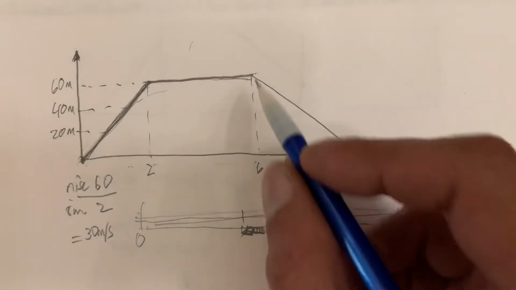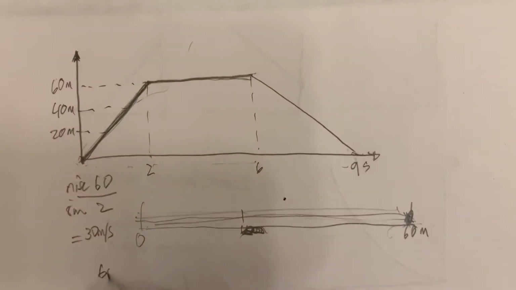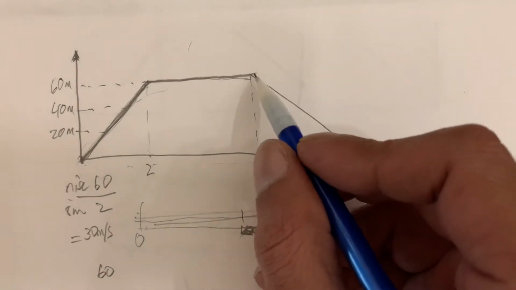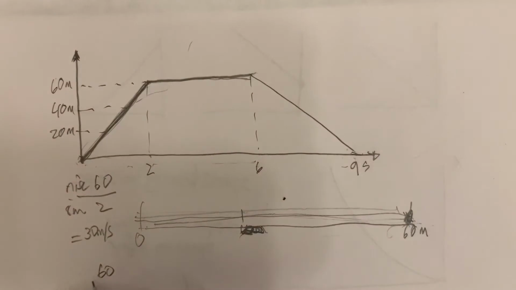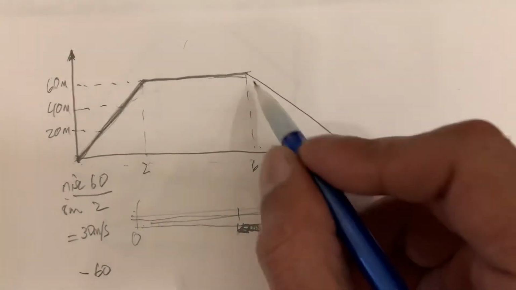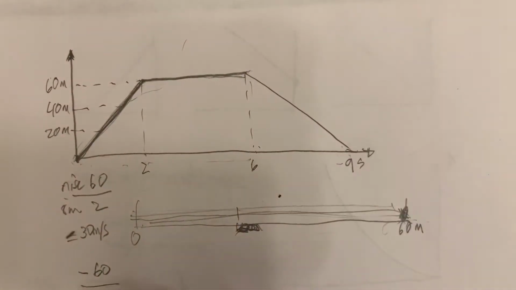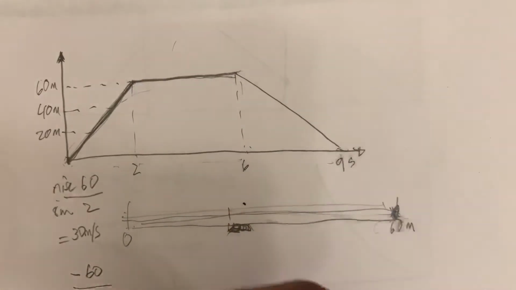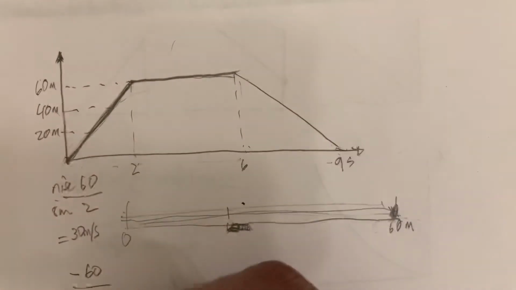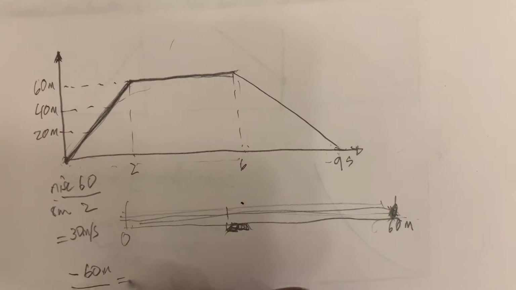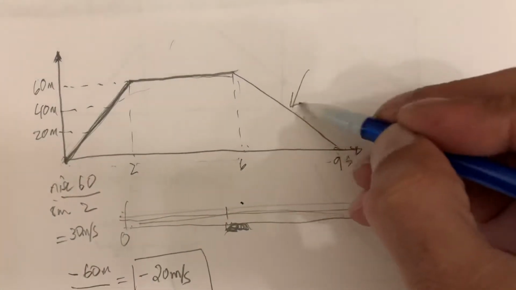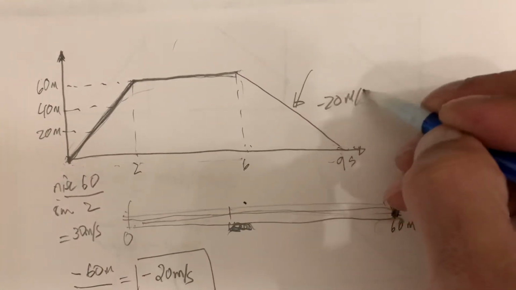So on the way back, he goes a distance of 60. Well, you might say the rise is negative 60 because it's 0 minus 60, so negative 60 because it's a drop, not a rise, over the run, which is 3 seconds. That gives me negative 20 meters per second. And again, that's my velocity there, negative 20.